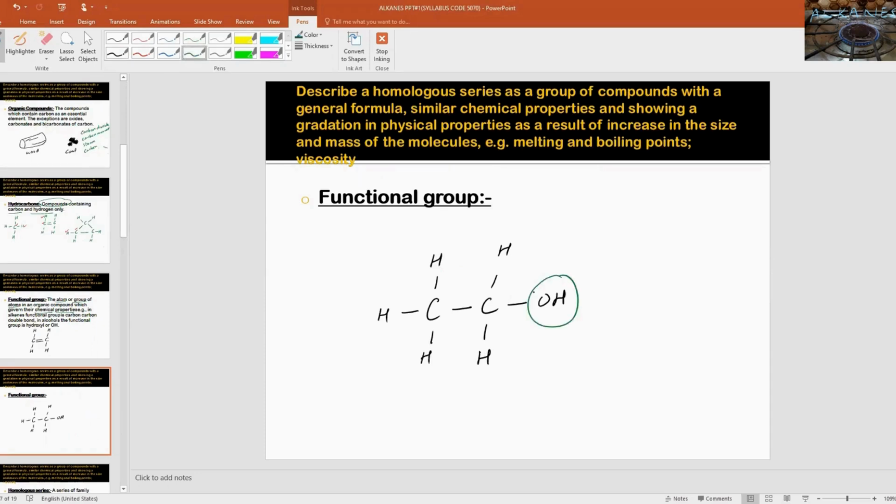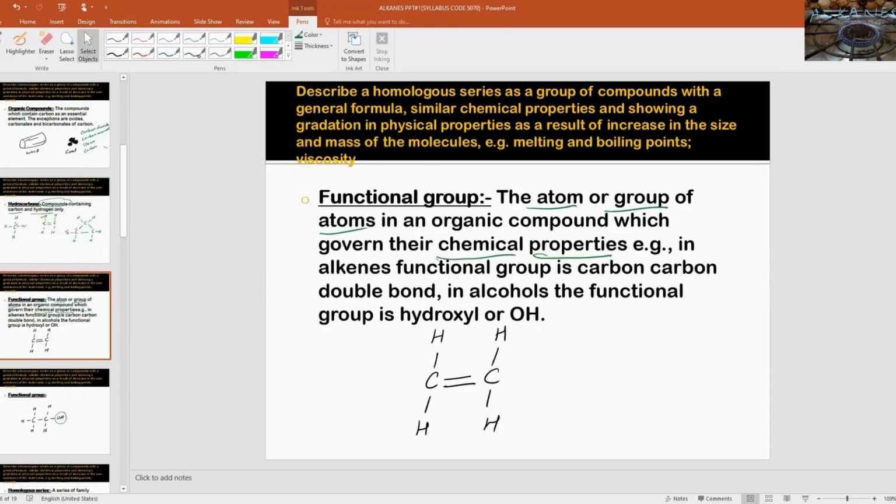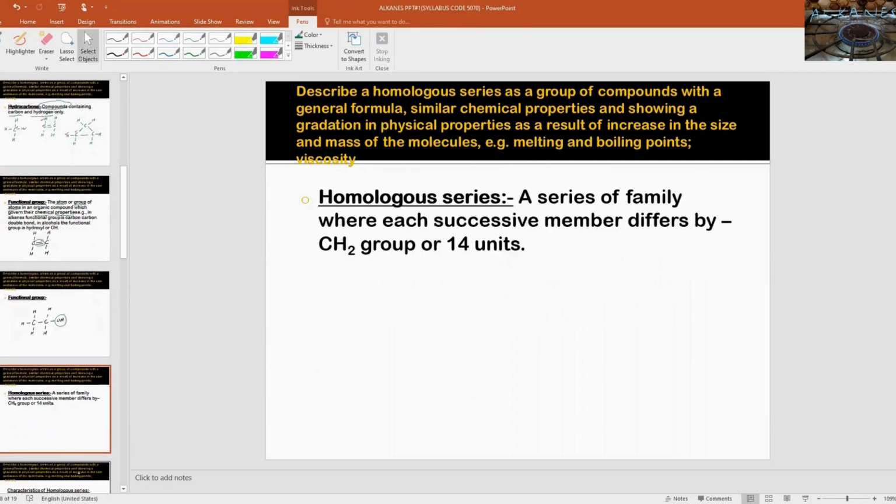Now I am circling it with green. These will be the functional group in these compounds.